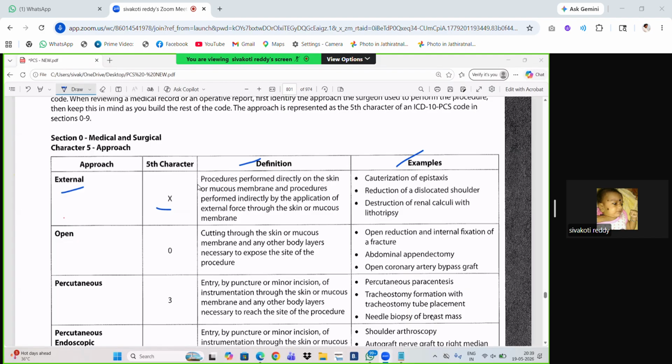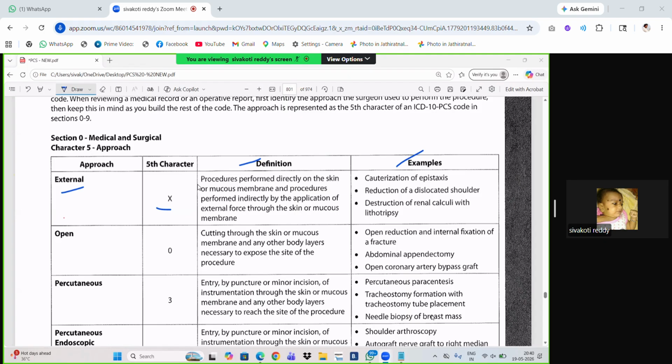Next, percutaneous. Percutaneous means they will puncture or make a minor incision. They will create a small hole and they will complete the procedure, or they will puncture directly by using the needle and they will complete the procedure. Puncture or minor incision by using the needle or sharp object.